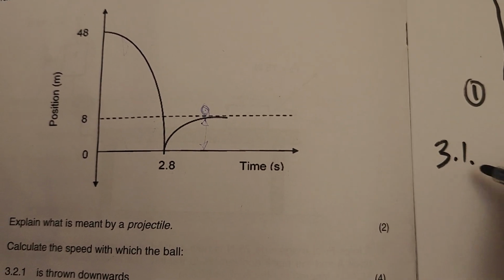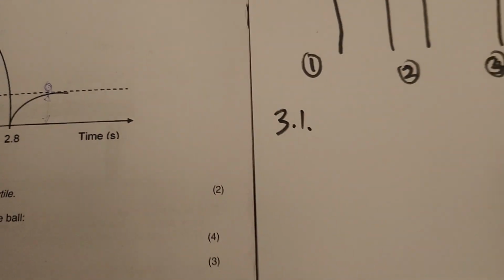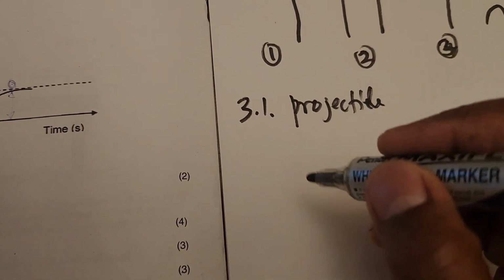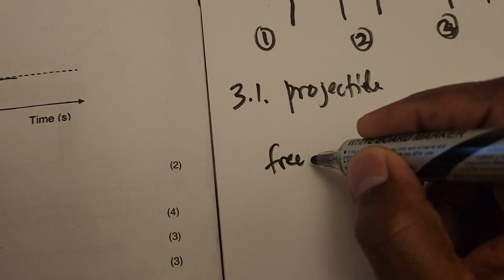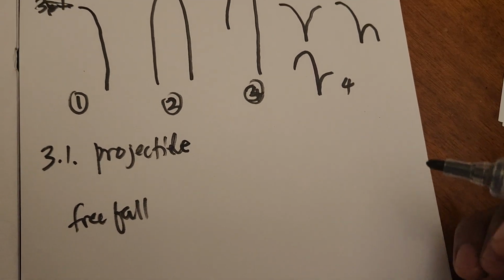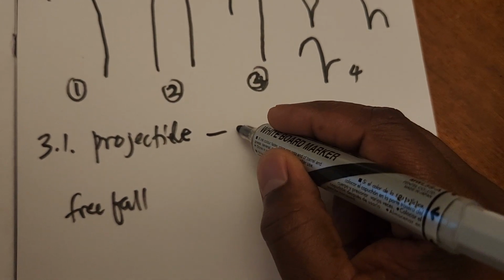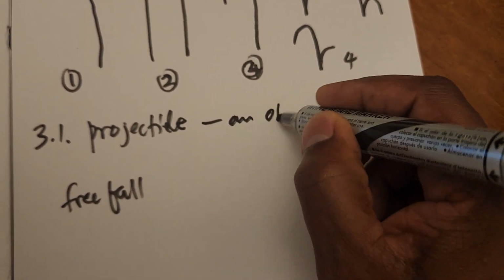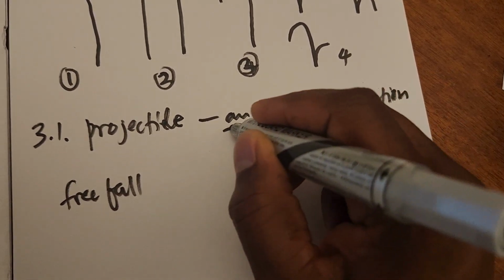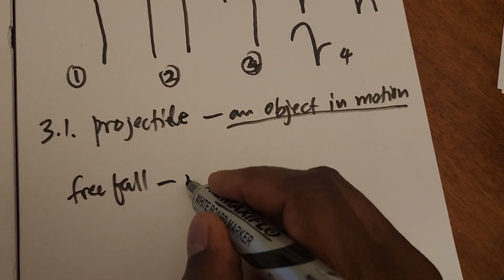Let's go to 3.1. They are saying to us, explain what is meant by projectile. Remember, there are only 2 definitions here: a projectile and free fall. When you are dealing with this section, know that one of the definitions might come in the exam. A projectile normally we say is a motion of an object in motion, underline that. Whereas free fall is the motion of an object.